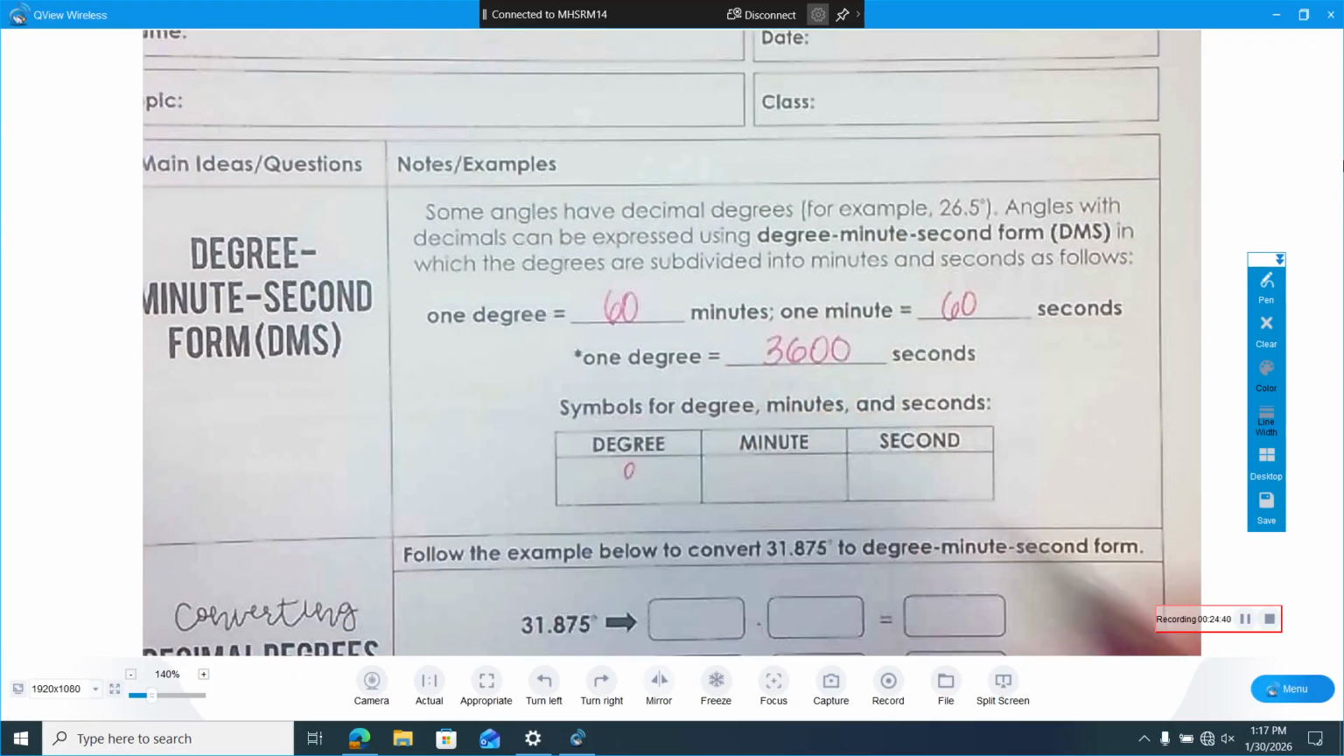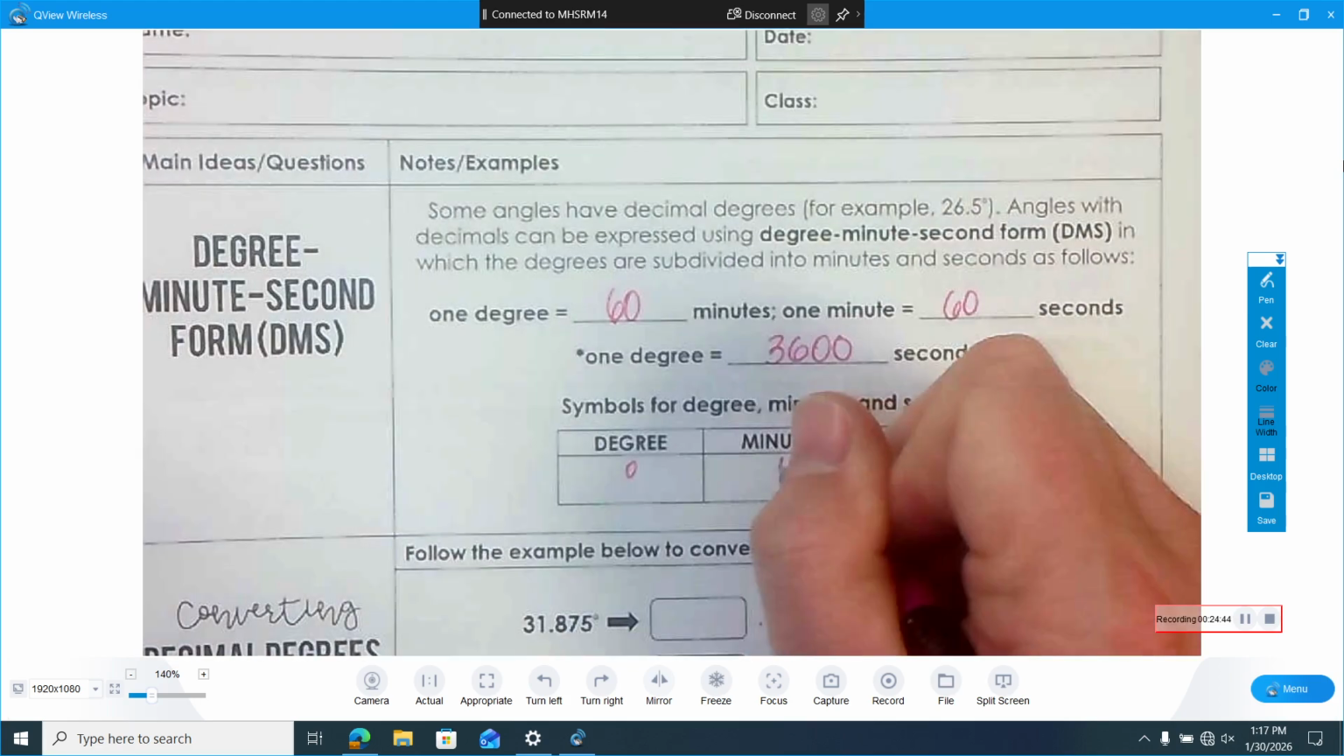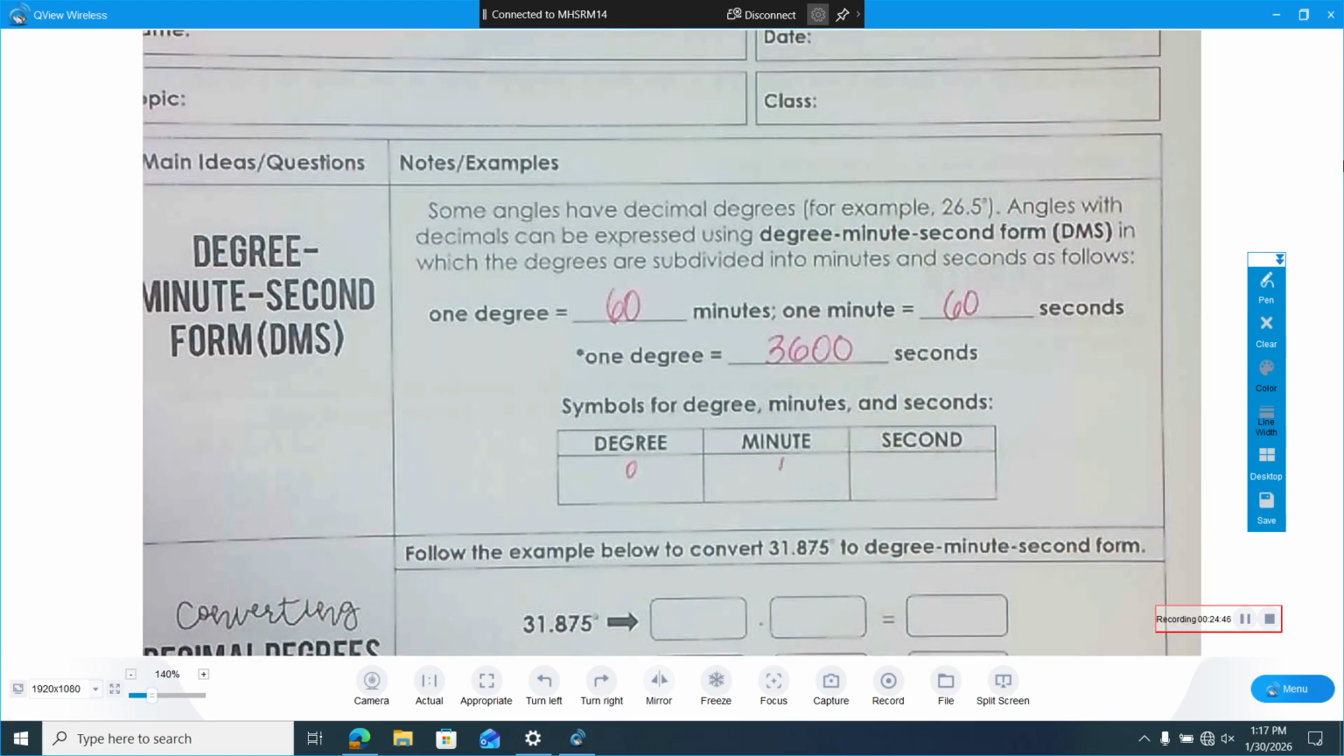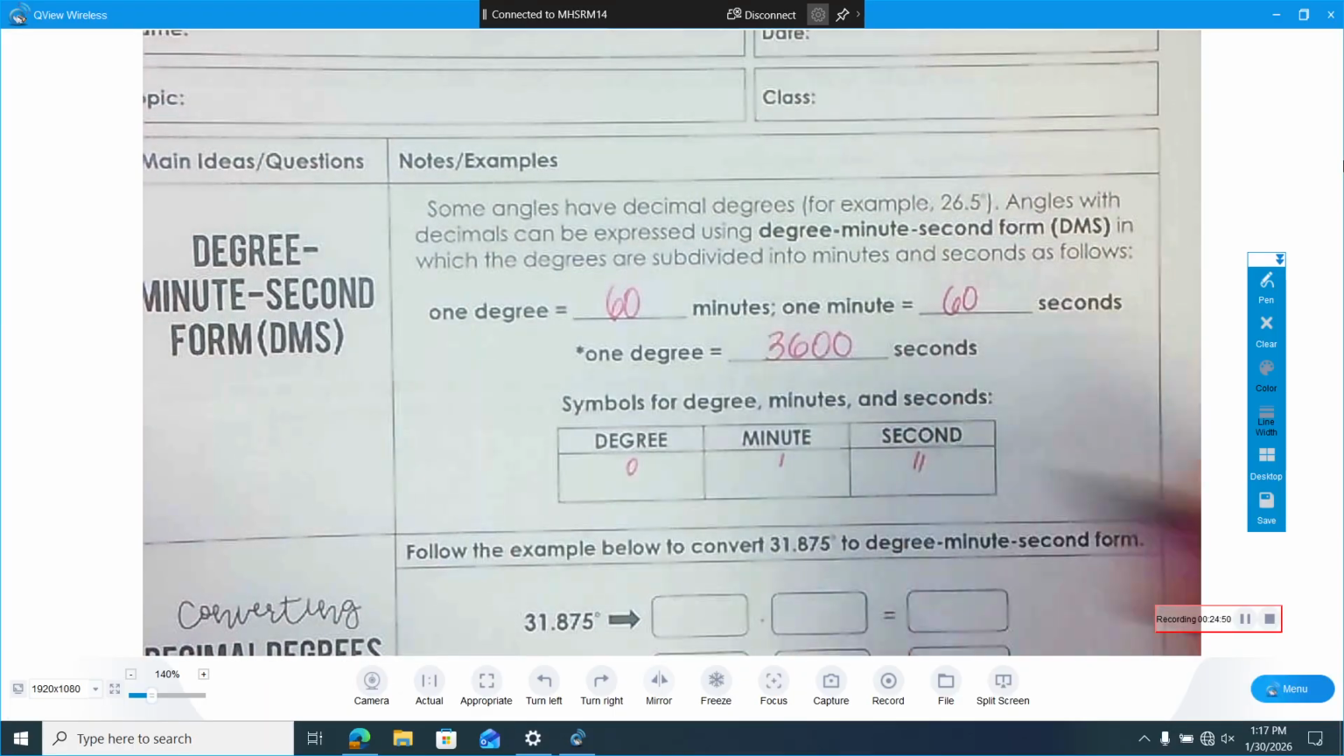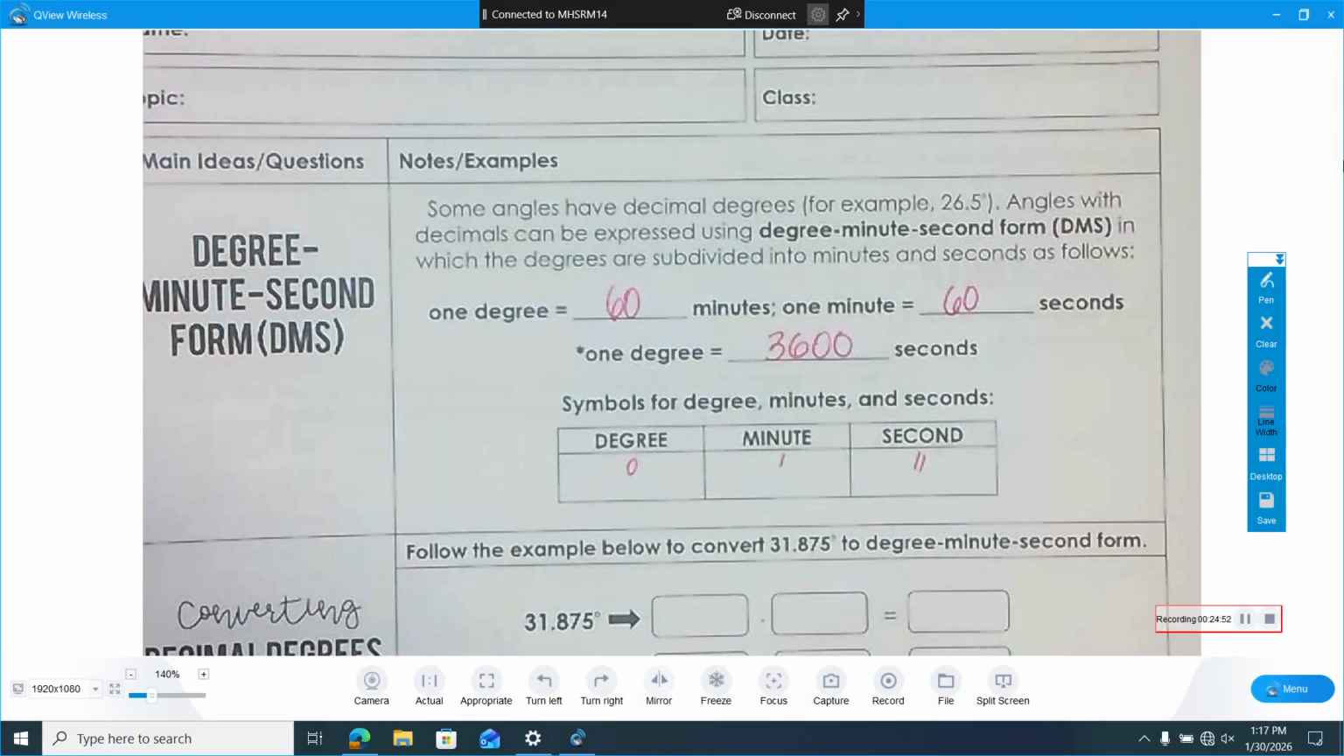The symbols for degrees, minutes, and seconds: for degrees, we use a little superscript circle. For minutes, it's a prime technically, and a double prime for the seconds. It's sort of like feet and inches, but really it's a prime and double prime in math. So we call it prime and double prime.